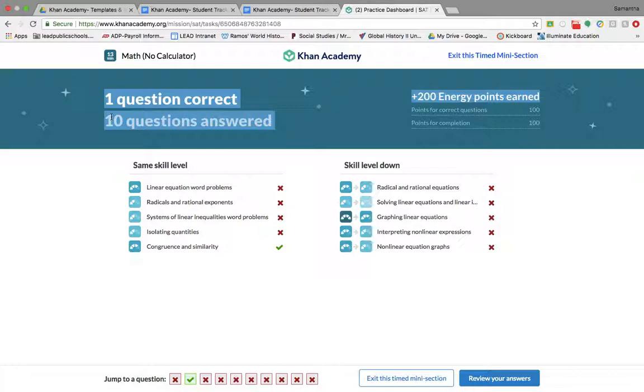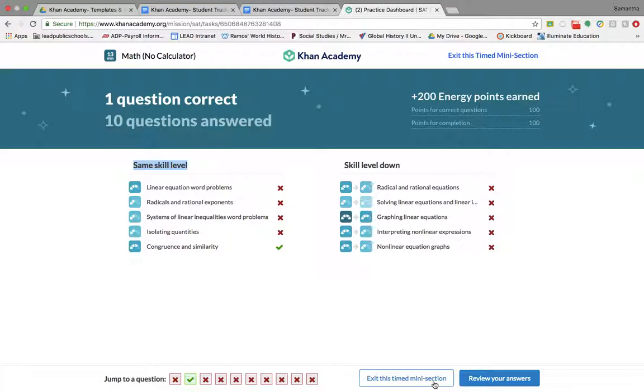Now, it's going to show you same skill level, meaning that these different types of math skills, you stayed the same. And then these ones, it will tell you if you leveled down. And when you do better than Miss Markley, there will be a 3rd section that says skill level up. So you can also review your answers, which is also very important for you to do so you can understand what you did wrong. But for sake of this video, I'm going to say exit this time mini section.